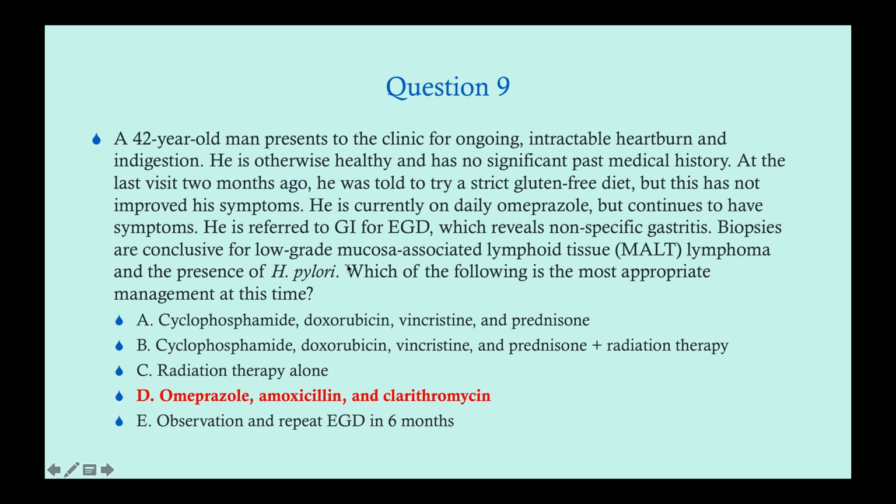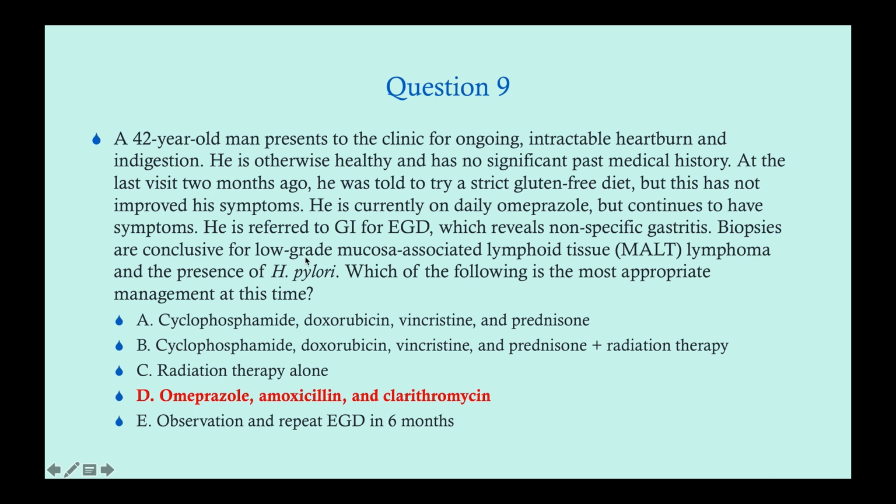pylori. Remember, H. pylori is causative of ulcers, and this guy may have ulcers too. But anytime you have a patient who's symptomatic and has H. pylori, and usually you only discover H. pylori if the person's symptomatic, you give them triple therapy. Now, yes, this guy does have cancer, essentially. However, what we find is that if you treat the H.